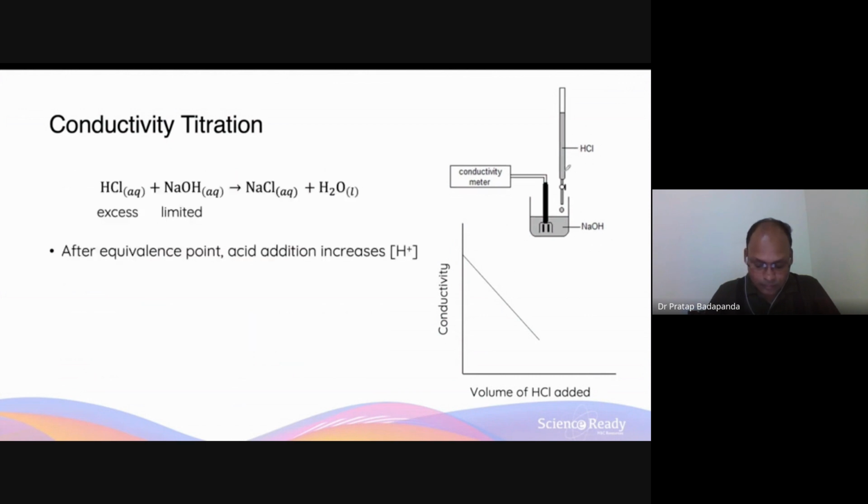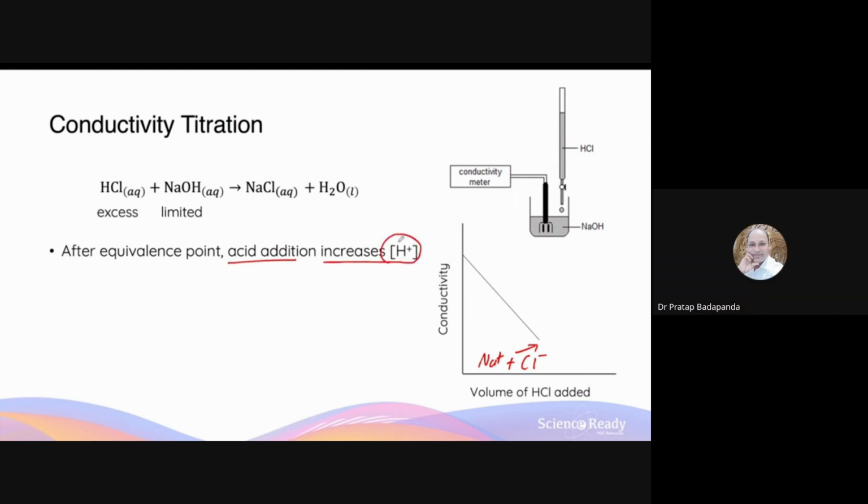When the right amount of hydrochloric acid is being added to the sodium hydroxide to reach the equivalence point, the conductivity of the solution will reach its minimum value, because at this point, we have the lowest concentration of ions present, including sodium ions and chloride ions. After the equivalence point, further addition of acid will increase the concentration of hydrogen ions, because these ions are no longer neutralized by hydroxide. And of course, this will result in an increase in conductivity as seen on the graph.